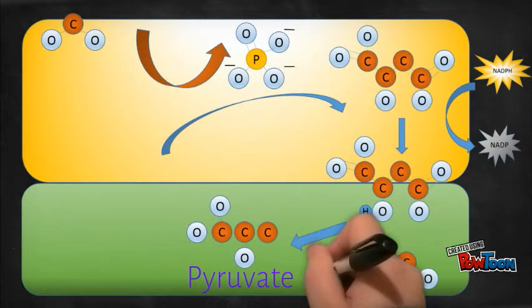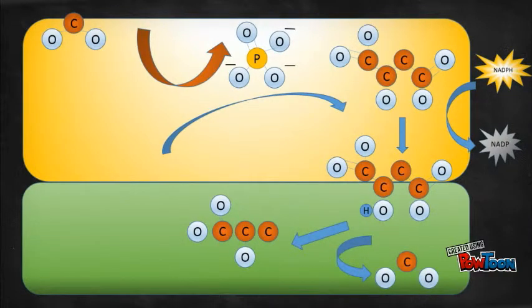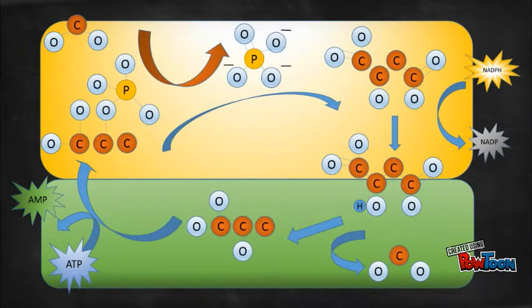This carbon dioxide reacts with RuBP and again drives the Calvin cycle, while pyruvate re-enters mesophyll cells and reacts with ATP to reinitiate the C4 cycle.